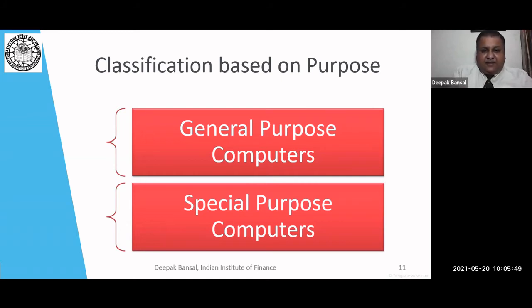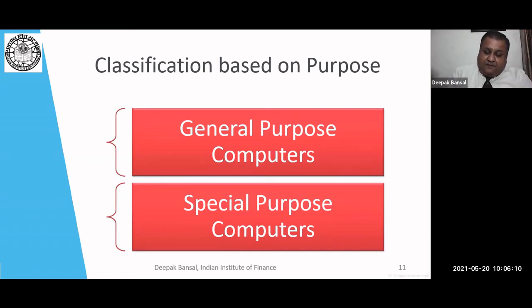A single computer can do any general purpose requirement that I have. I am not required to buy separate computers to prepare a balance sheet or to play games. I can buy a single computer and do any job that I have on it. Then we have special purpose computers. These are basically designed to accomplish a particular task.